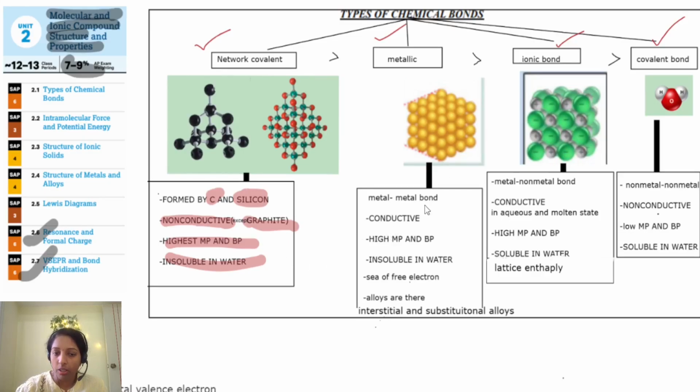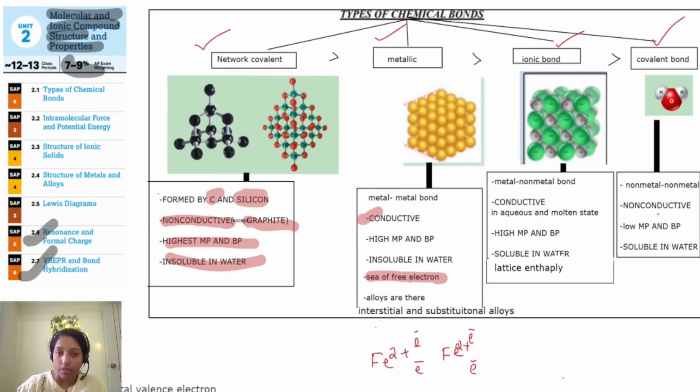Okay, and then metallic bond, as you know, metal bonds are metallic bond. Definitely they are conductive even in solid state, and have high melting point and boiling point, but lower than network covalent. Then insoluble in water, and most of the metallic properties are defined by the sea of free electrons. Any metallic property you need to explain, why it behaves like this, you can just say sea of free electrons, right? Usually in all metals you can find loosely bound electrons, so they are always like a sea of free electrons. That's how it behaves, so that's why every characteristic of metal is defined by it.